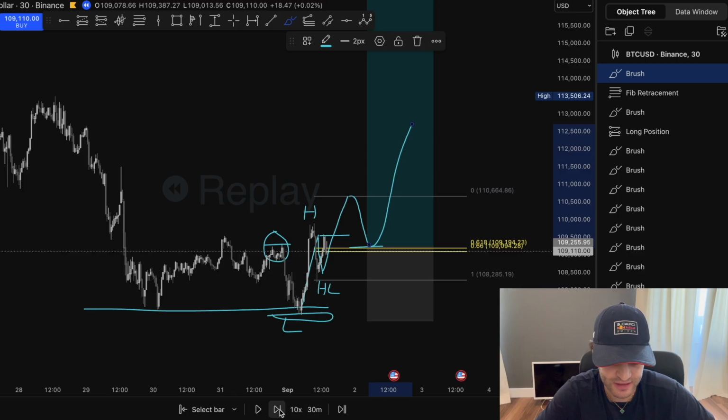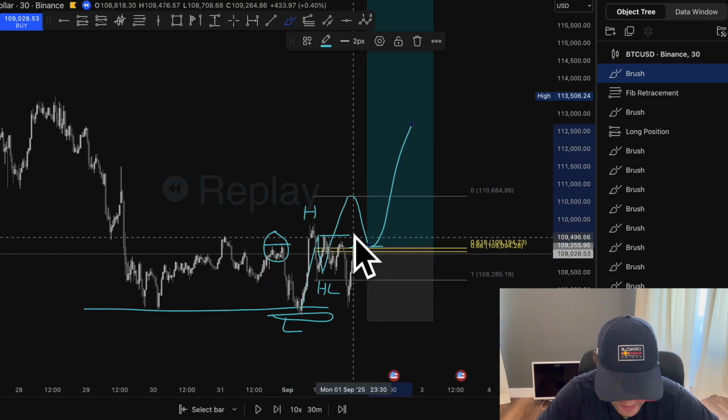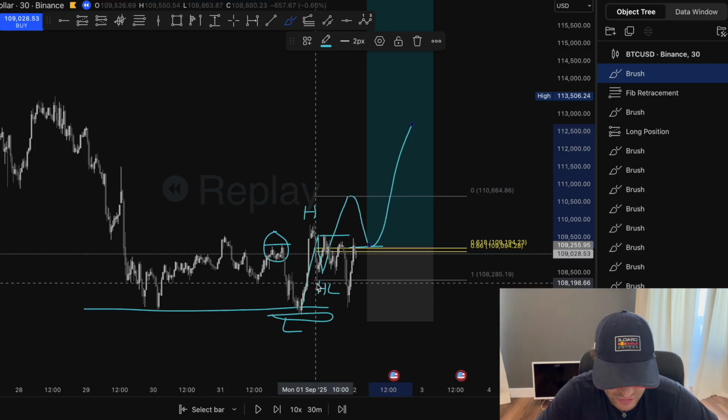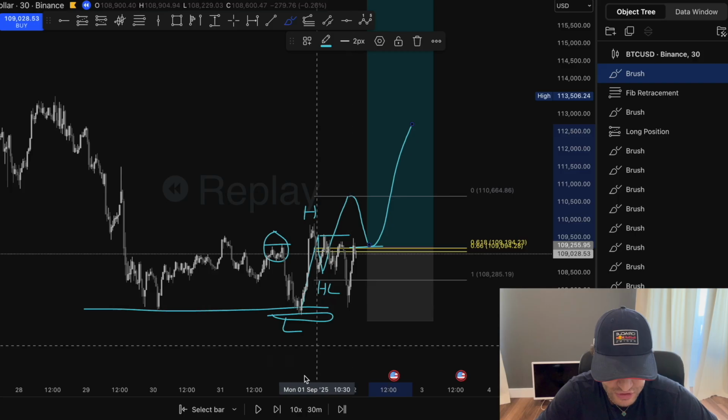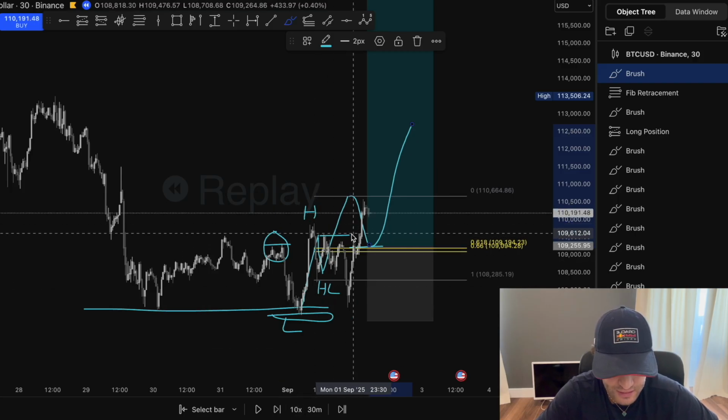And if we fast forward, as you can see, we do a little bit of ranging. So here we have not had our entry yet. Remember that we need to break this high. We still have a higher low right here. We still have non-broken structure. So this is still valid. Here we have our break, like I had said.